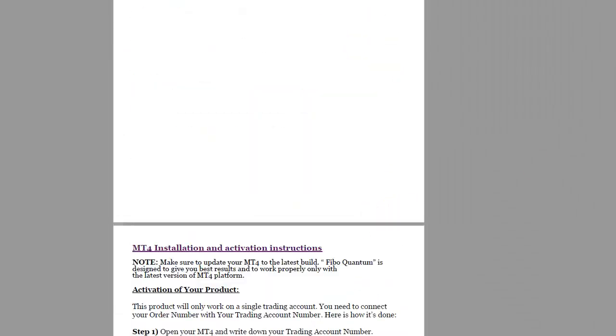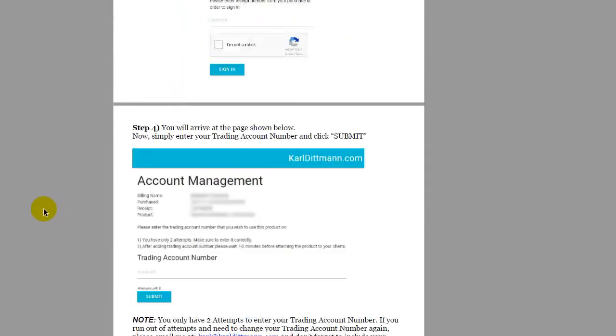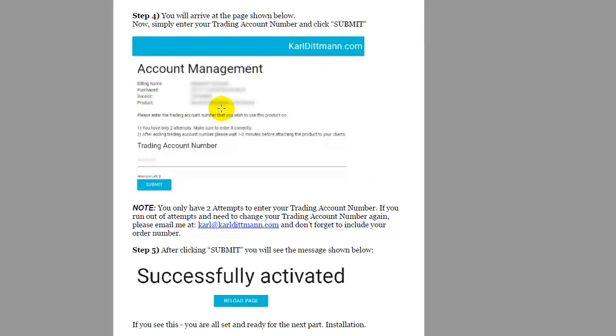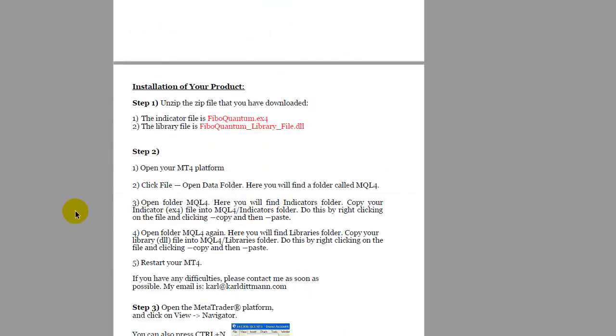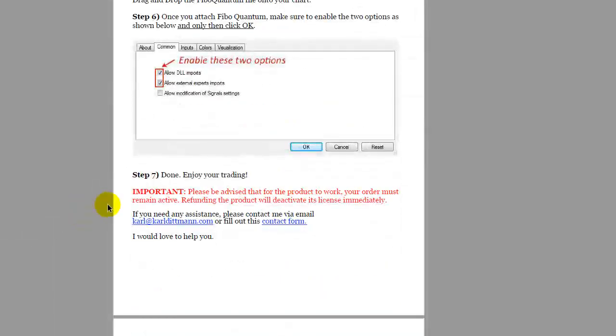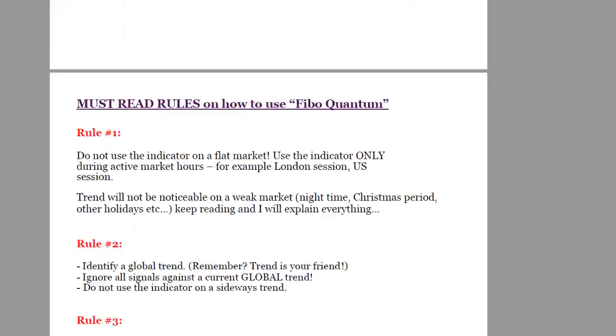What's really important is the installation. Before you install it, you have to register your ClickBank order ID. Without that, you cannot use it. Then you'll use your trading account number and go into the account management. Next thing you know, you click submit, you're successfully activated, and then you can start using the product. As soon as you refund it, it gets canceled, so you won't be able to use it again. There are certain rules we have to look at before we look at the charts.